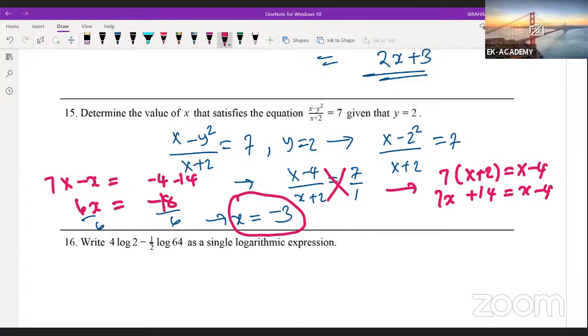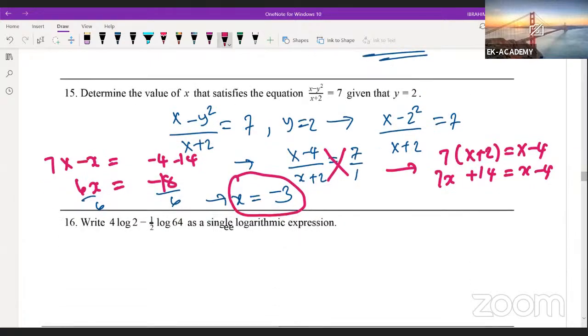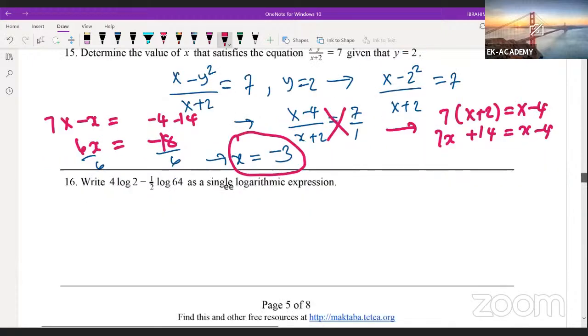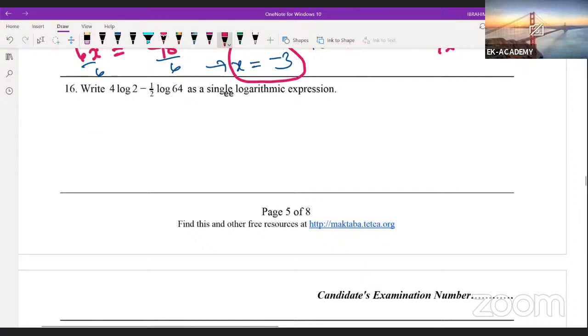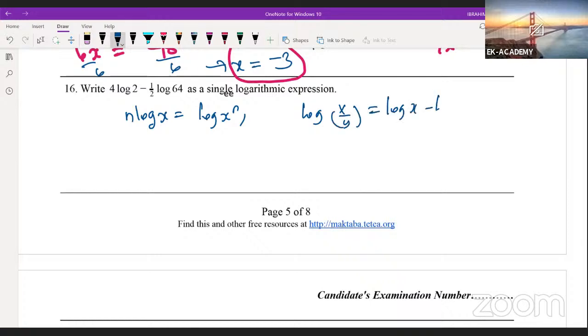We go to question number 16. Write 4 log 2 minus half log 64 as a single logarithmic expression. So here we are going to use two rules. The first one, we know that if you have n log x, this is log x to the power n. And also we know that log x over y is log x minus log y.